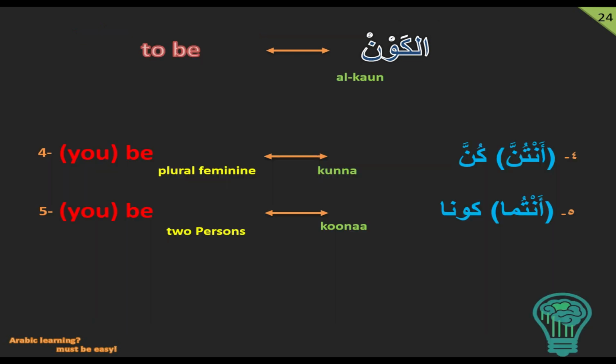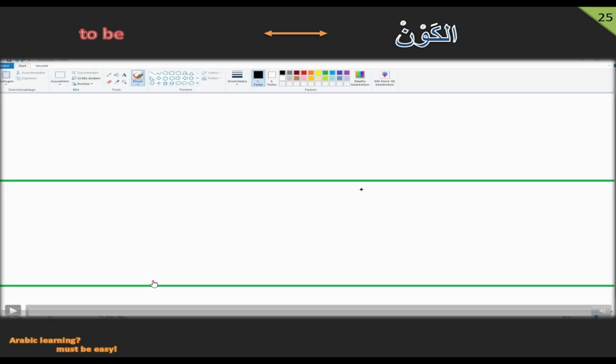Let's move on. Here on this slide we have number 4, kunna, antunna kunna, directly kunna, means be for plural feminine. And finally number 5, kuna, kuna for antuma, and means be for 2 persons. And now the video.